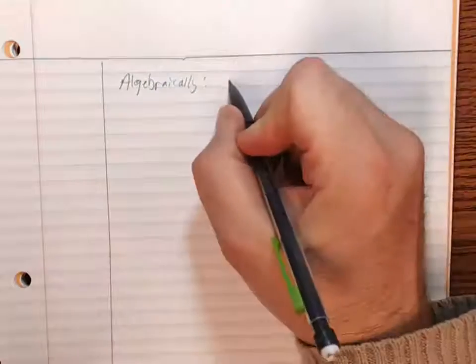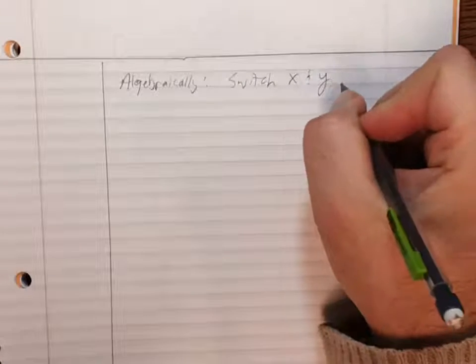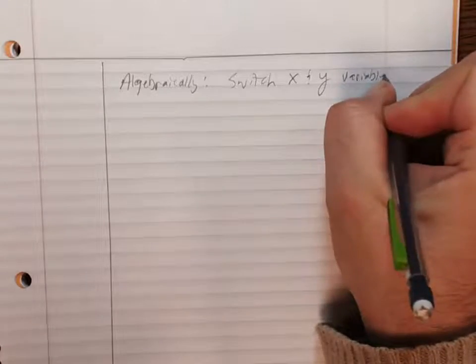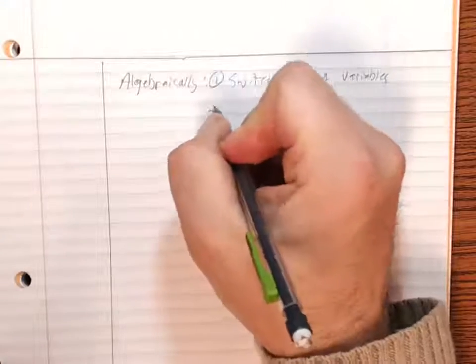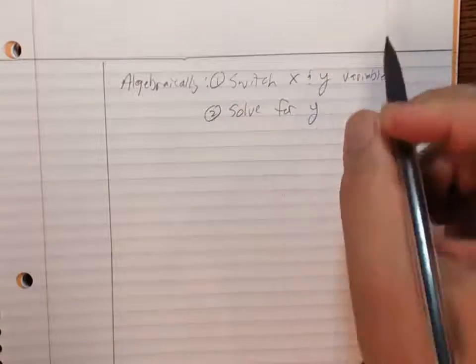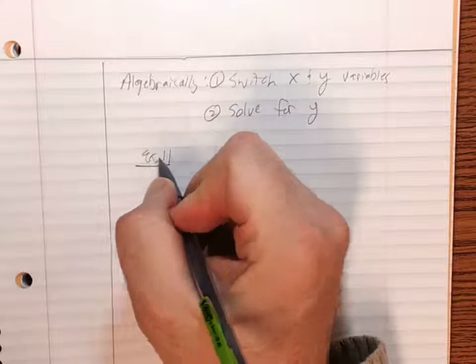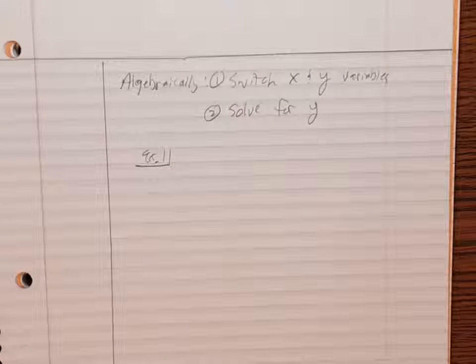Algebraically: switch x and y variables to solve for y. So let me give you, I think I'm actually going to give you 3 examples. We're going to make the first one linear, the second one quadratic, and the third one cubic. I am going to say that with the last 2, I'm going to have to be kind of careful how I do it, but I think we'll be all right.